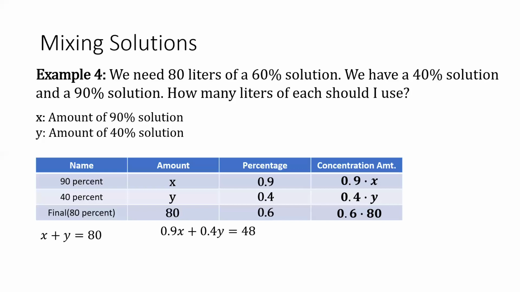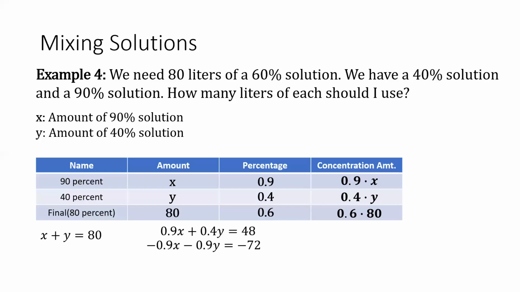And now we're back to just basic system of equation solving. So I believe here I actually switched things up and went with elimination. I chose elimination instead. And so I did elimination by taking my first equation and saying, I want to get rid of my x. So I have 0.9x plus 0.4y equals 48. Now I'm going to take my other equation, x plus y is equal to 80, and I'm going to multiply all of it by negative 0.9.